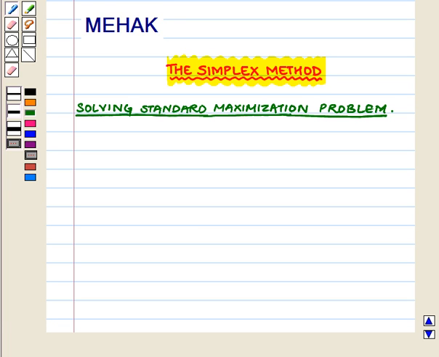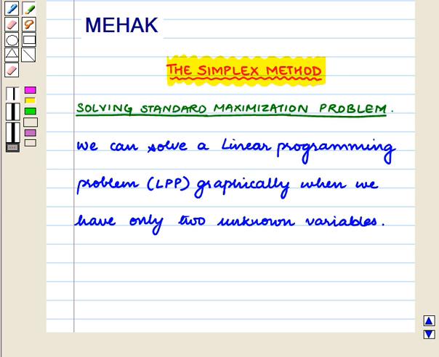In this session, we will discuss simplex methods to solve linear programming problems. We are already familiar with the method of solving a linear programming problem graphically. We can solve a linear programming problem graphically when we have only two unknown variables.